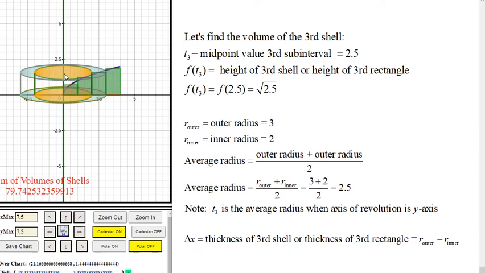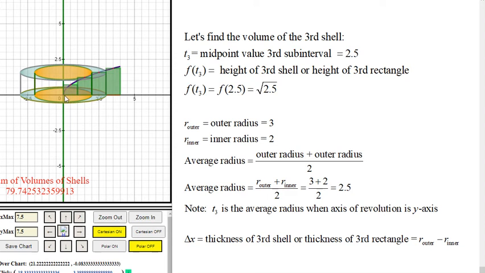The outer radius, or the radius of the outer cylinder, will be from here to here, which is 3. And then the inner radius, which is the radius of the inner cylinder, is from here to here, which is 2. And then the average radius is the distance from the axis of revolution to the middle of the shell, which we call t sub 3, and this is 2.5. So inner radius is 2, outer radius is 3, average radius is 2.5.